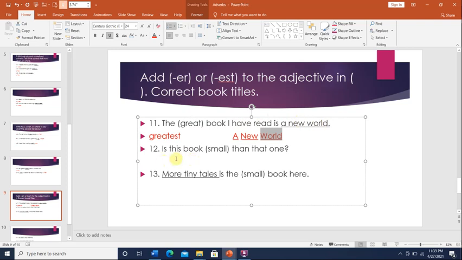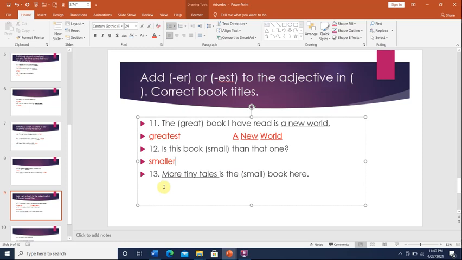Number 12, is this book smaller than that one? Are we comparing two or more? We're comparing two, this book and that book. So it should be, this book is smaller. Is this book smaller than that one? Okay, and there's no book title here, so we're going to go to 13.